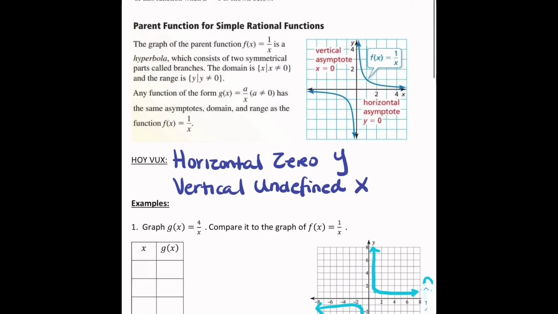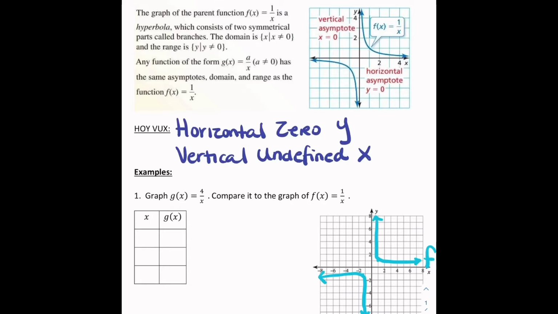Let's take a look at our parent function. The graph of the parent function f of x is equal to 1 over x is a hyperbola, which consists of two symmetrical parts called branches. So take a look at the right. The domain is the set of all real numbers x such that x cannot equal 0. And the range is a set of all real numbers y such that y cannot equal 0. Any function of the form g of x is equal to a over x, where a does not equal 0, has the same asymptote, domain, range as the function f of x is equal to 1 over x.